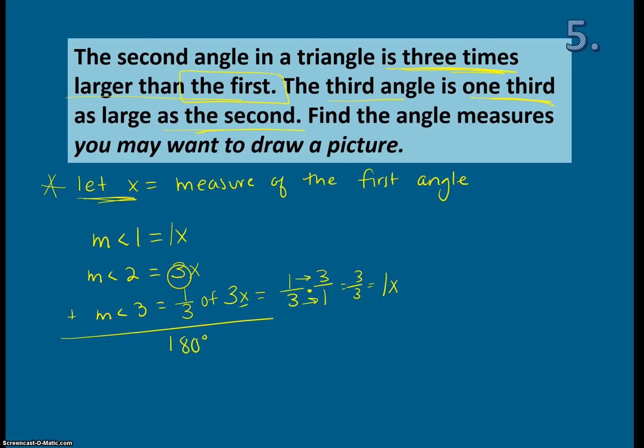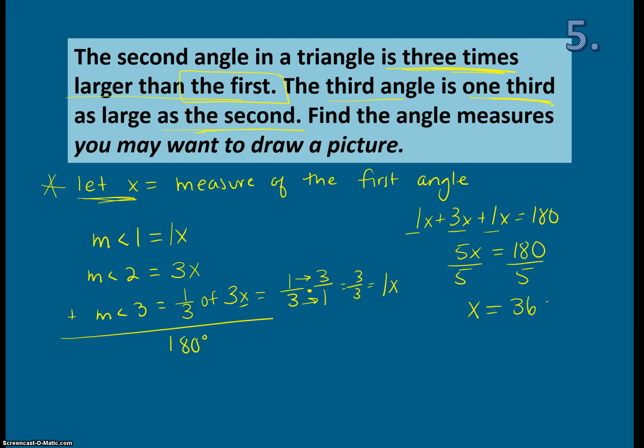So if I add 1x plus 3x plus 1x, I'm going to get 180 degrees. So 1x plus 3x plus 1x equals 180. 1 plus 3 is 4, plus 1 more gets me 5. Now, to solve this problem, what do you need to do? You need to isolate your variable, or divide both sides by 5, and you can use a calculator on this.